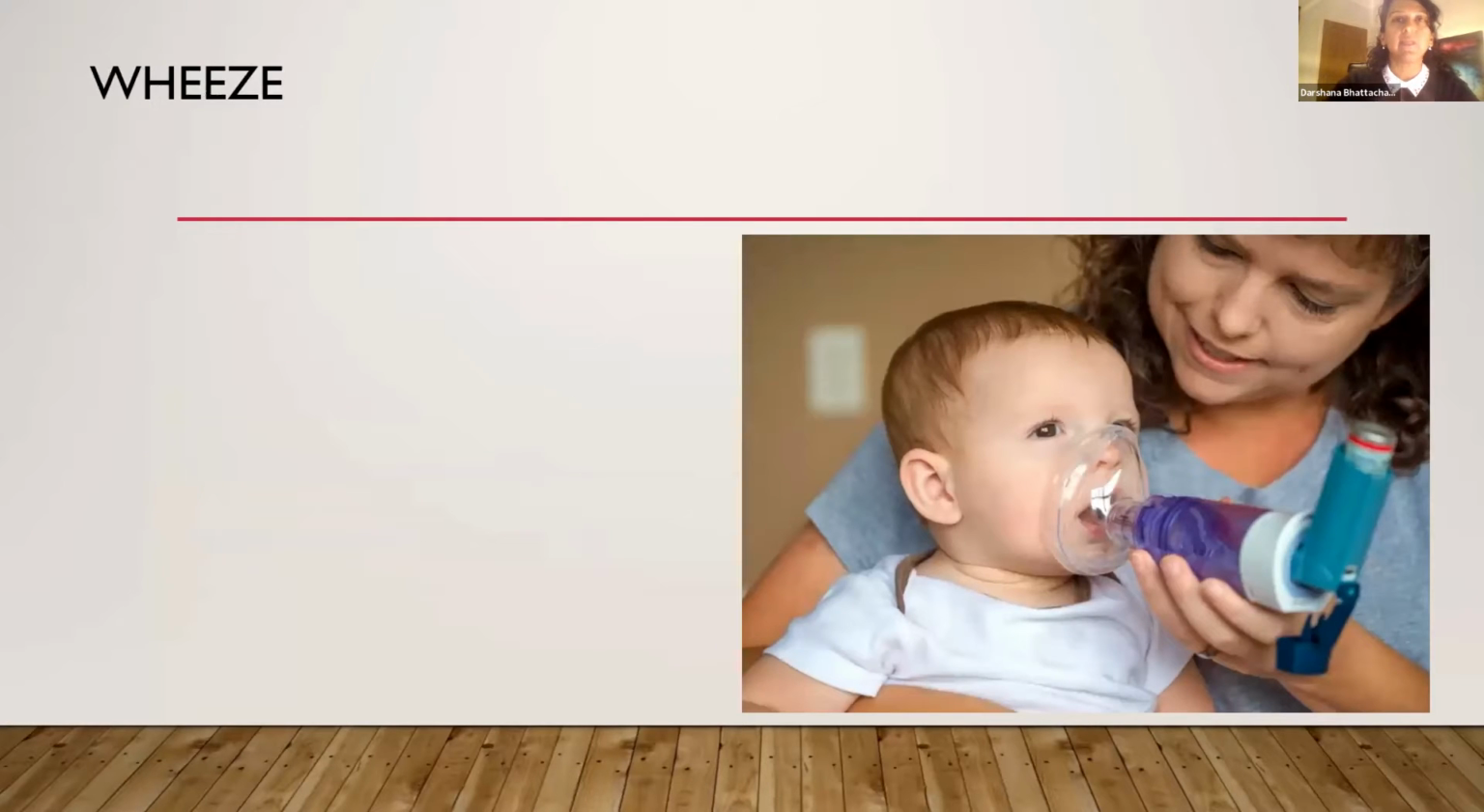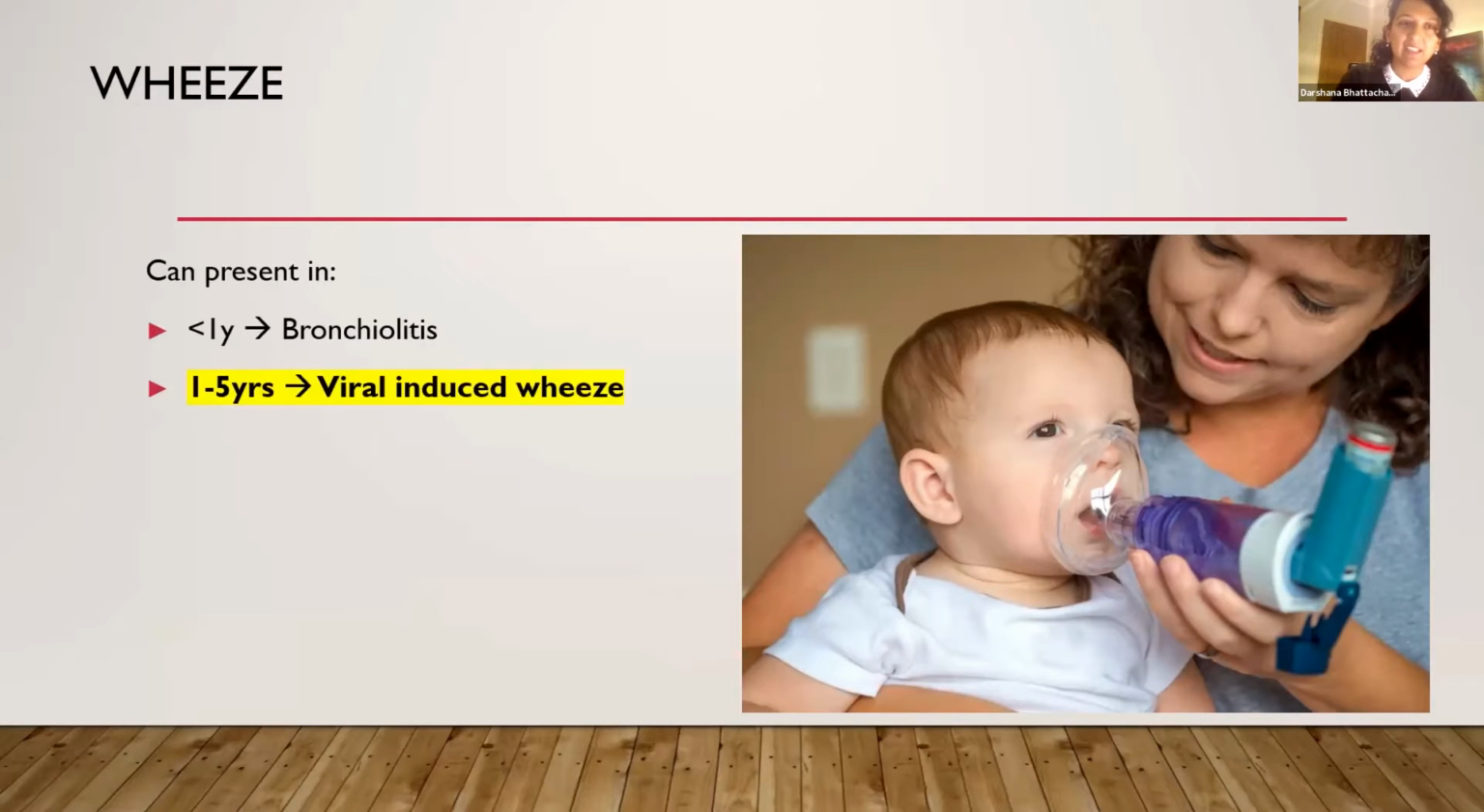So the next entity that I'm going to talk about is wheeze, and it's quite an extensive topic. Wheeze is a disease of the lower airways. It can present in children under the age of 1, and we call it bronchiolitis. Between the ages of 1 and 5, we call it viral-induced wheeze because the pathophysiology is slightly different, and above 5 years, we call it asthma. For the purposes of this presentation, I'm going to be covering bronchiolitis and viral-induced wheeze. I'm not going to be talking about asthma because that's quite an extensive topic in itself.